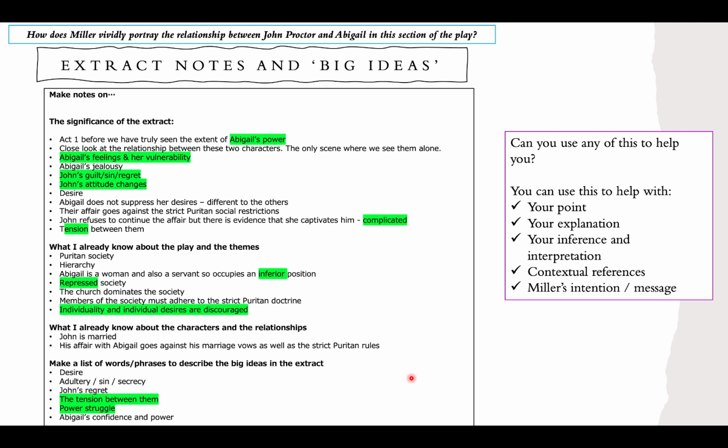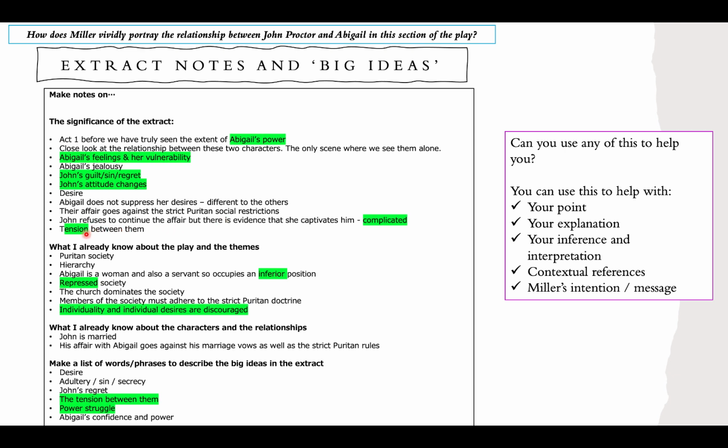So we go back to the notes that we had from the beginning, and I've just highlighted in green all of the things that I think actually are relevant now I've gone through and highlighted. So Abigail's power, Abigail's feelings and her vulnerability, John's feelings in contrast to hers. So you see his guilt and you see his awareness of his sin and his regret to do with that, and then we see how his attitude changes. We see that their relationship is quite complicated because it starts off, like I said, flirtatious, but then towards the end there's more anger there. And that links into the tension, so I think that's also quite relevant.